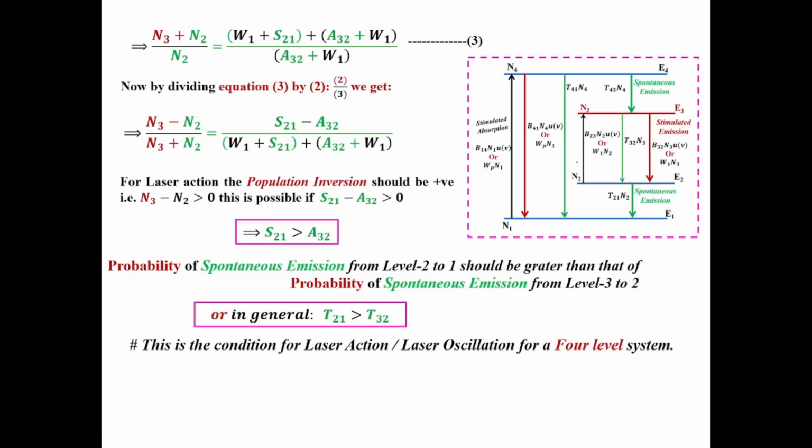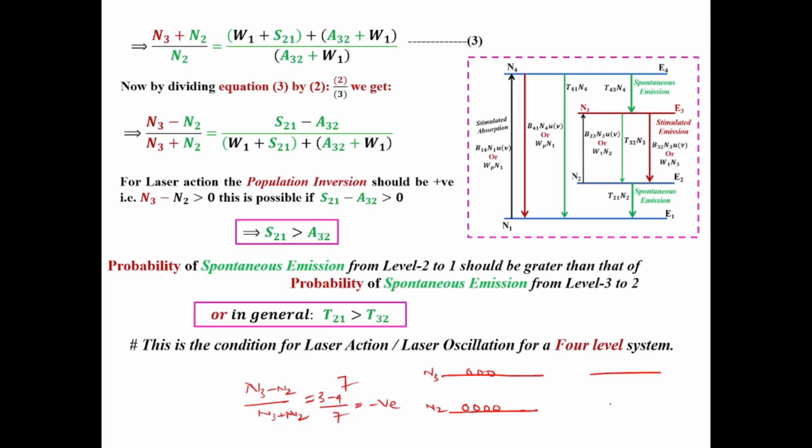So here I am going to consider one example. Suppose this is your N3 and N2. Total number of atoms we are considering is 7. One situation: 3 atoms here and 4 atoms there. So if I consider (N3 minus N2) by (N3 plus N2), we get 3 minus 4 by 7. That means this value is negative.